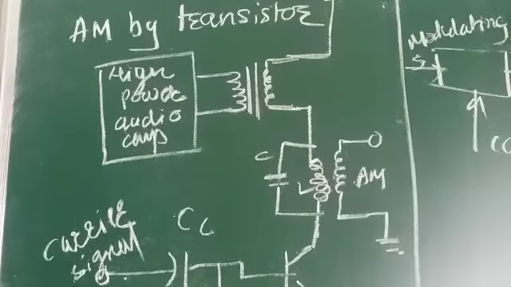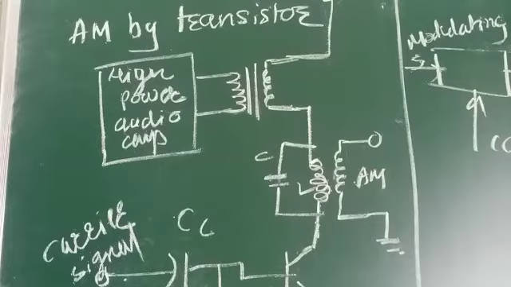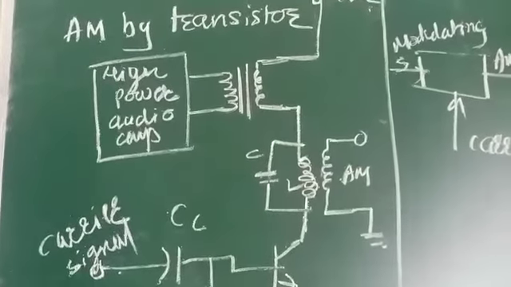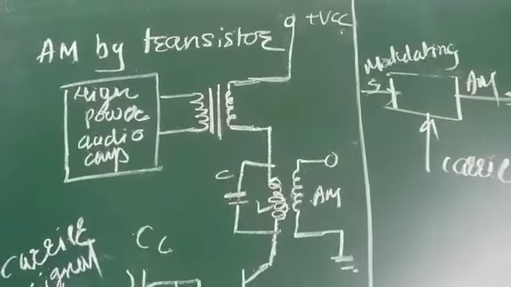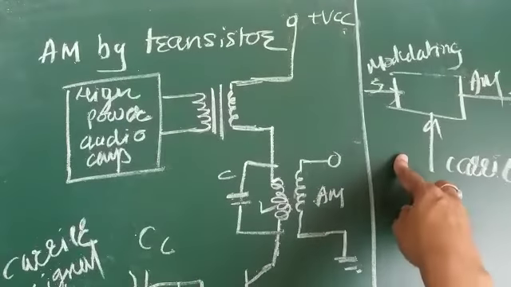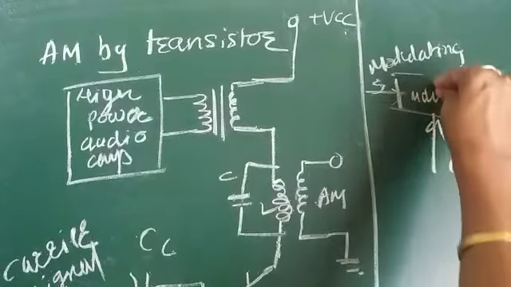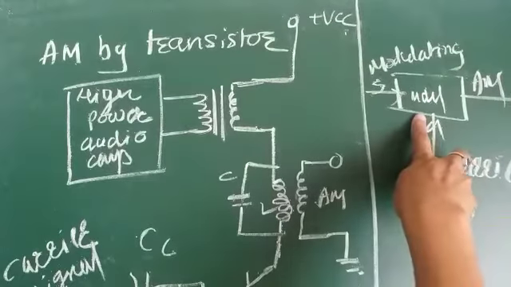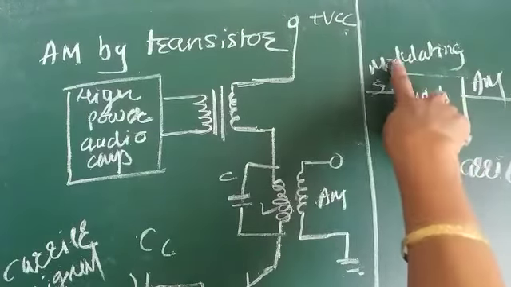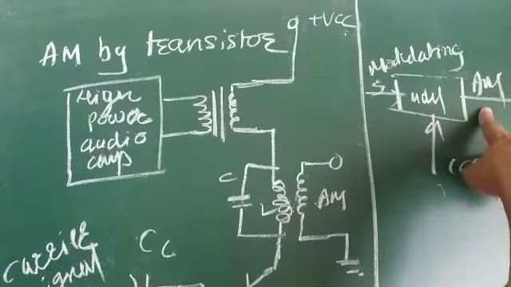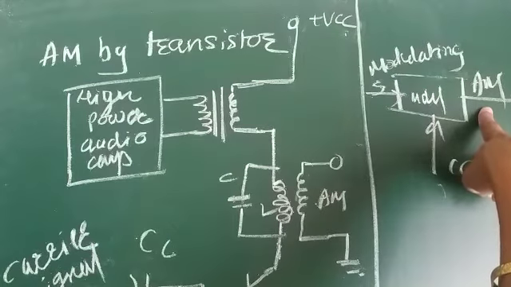AM modulator. That means how to generate an amplitude modulated waveform. Basically, an amplitude modulated waveform can be generated by using this basic block. This is what a modulator is. This modulator can add the modulating signal and the carrier and generates the amplitude modulated wave.